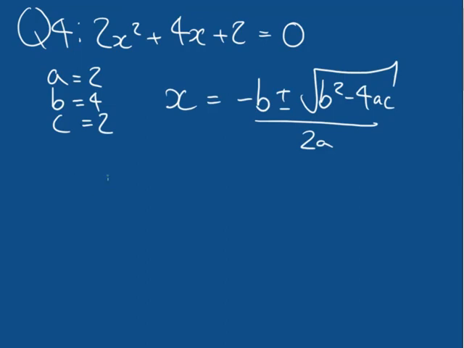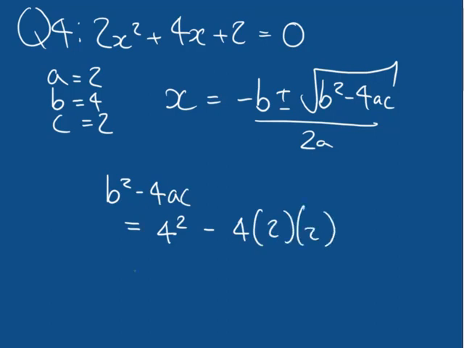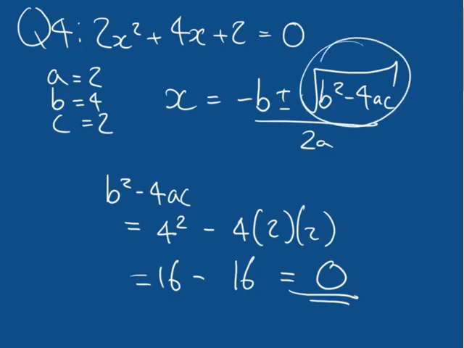So we need to find the value of b squared minus 4ac in order to find how many solutions we have. So b squared minus 4ac is equal to, b is 4, so 4 squared minus 4 times 2 times 2, that's equal to 16, minus 4 times 2 is 8 times 2 is 16. That's equal to 0. Now what did we say when b squared minus 4ac is equal to 0? Well, the root of 0 is 0, therefore plus 0 or minus 0 is going to give us the exact same answer.